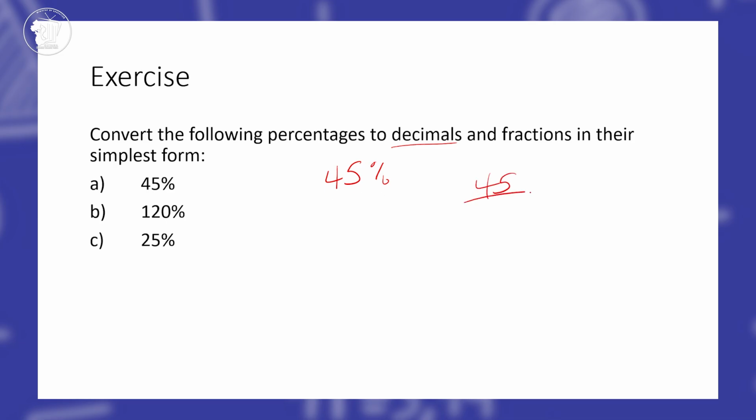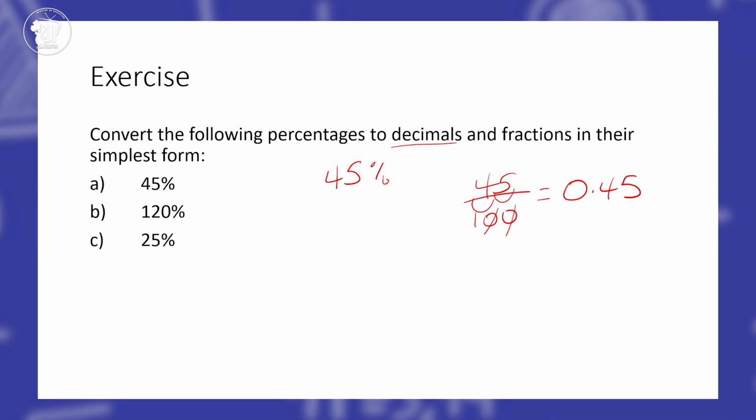So 45 divided by 100 will simply give you, so this 0 will bring back the point one time, this 0 will bring it back another time. So this will be equal to 0.45. 45% to a decimal would be 0.45.